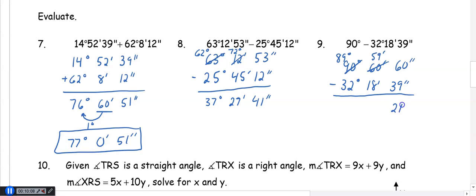60 minus 39 gets me 21 seconds. 59 minus 18 gets me 41 minutes. And 89 minus 32 gets me 57 degrees.